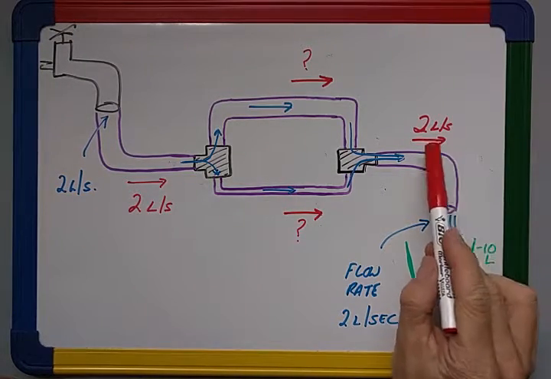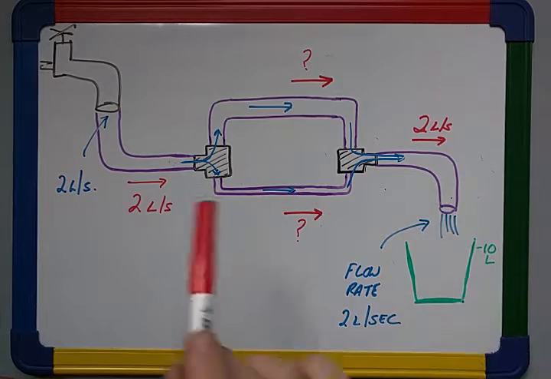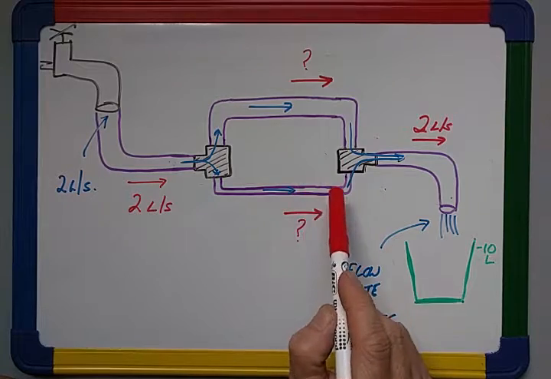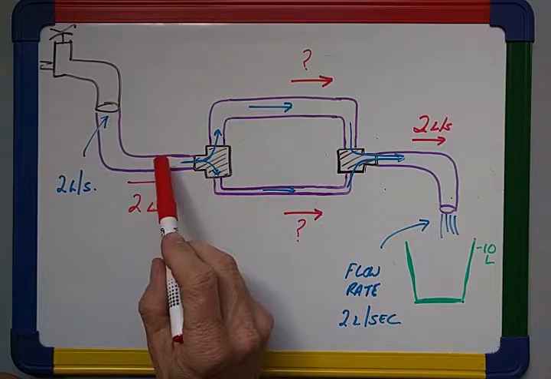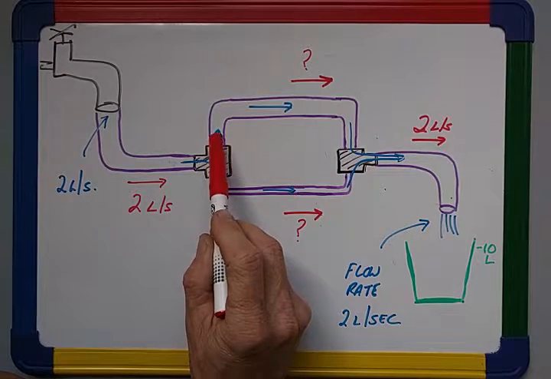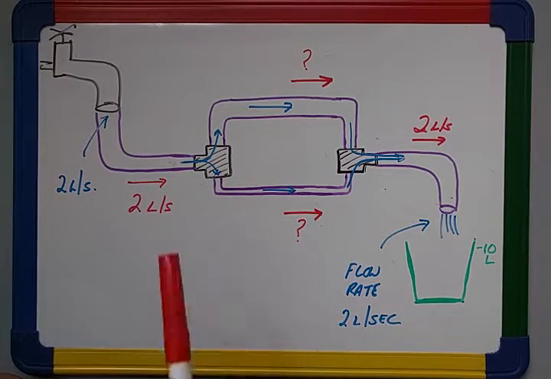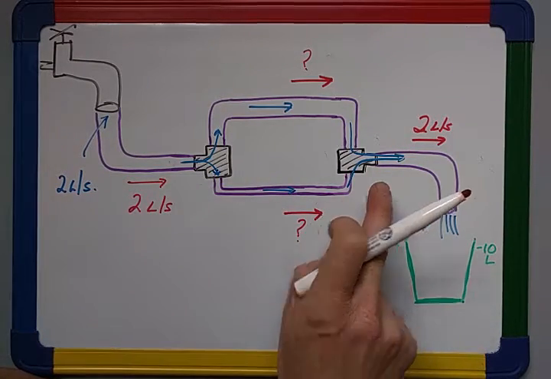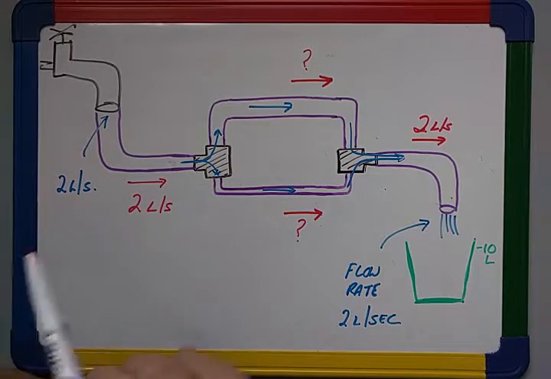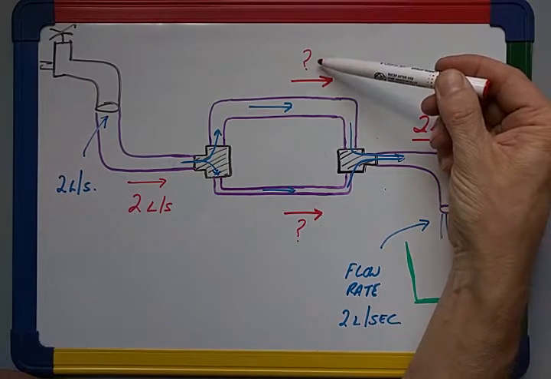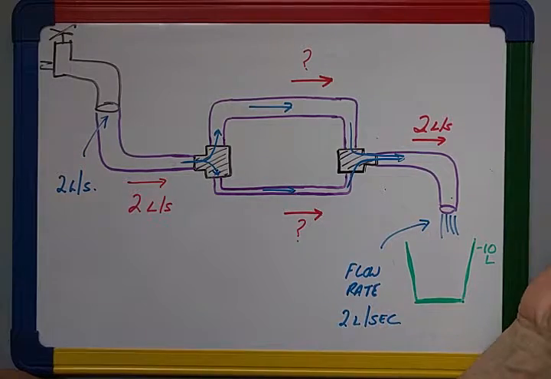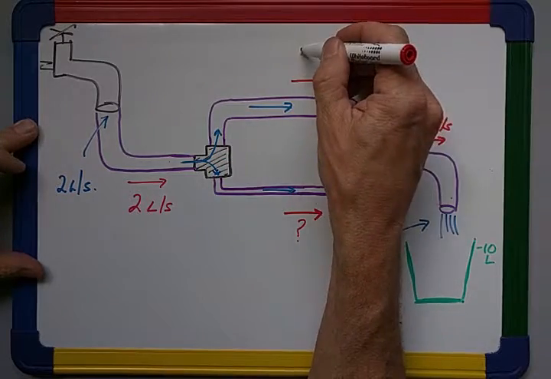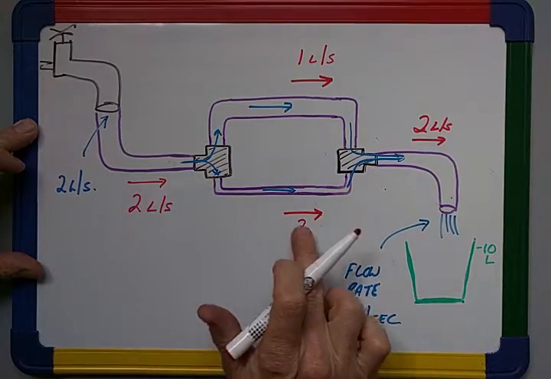So we know the flow rate here is 2 litres per second inside the pipe, as is the flow rate here. The question is, what is it in this pipe and in this pipe? Well, the key here is that the water that flows in here splits. Some of the flow goes this way, some goes that way. So the total flow from left to right must still be 2 litres per second, but that means that this number and this number added together must give you 2. So it could be that the flow rate here is 1 litre per second and the flow rate here is 1 litre per second.